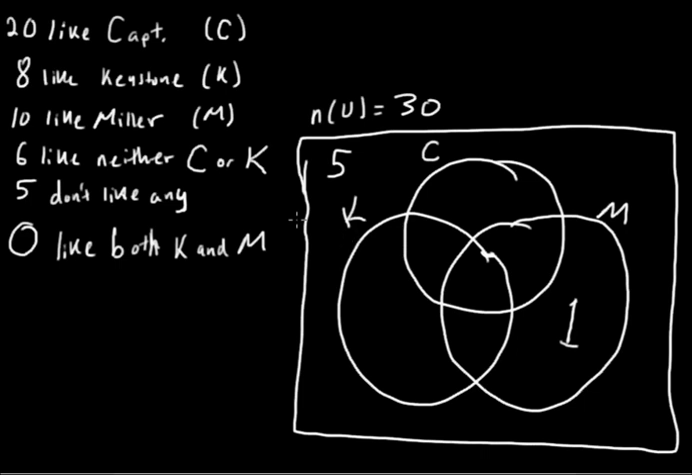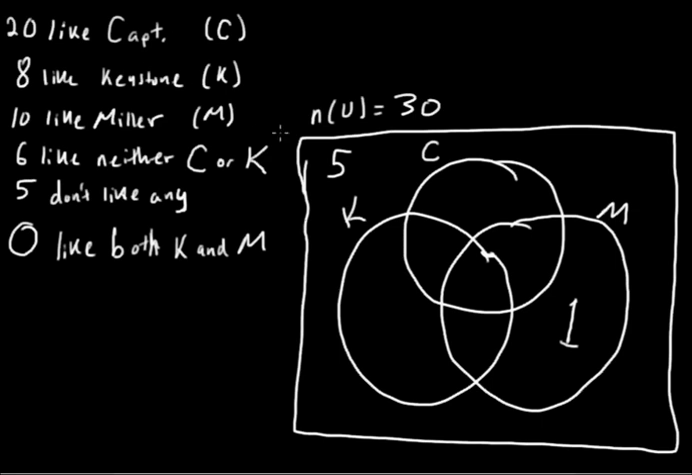Okay, so here we have an example of where set operations can get pretty difficult. The problem reads like this. There are 30 students surveyed yielding the following data. 20 of them like Captain Morgan, 8 like Keystone Light, 10 like Miller, 6 like neither Captain or Keystone, 5 don't like any of these drinks, and 0 like both Keystone and Miller.